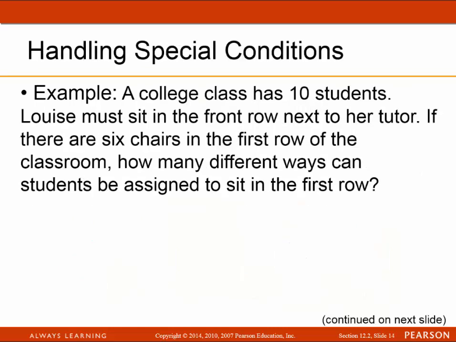So here's a special condition. A college class has 10 students. Louise must sit in the front row next to her tutor. If there are 6 chairs in the first row of the classroom, how many different ways can students be assigned to sit in the first row?